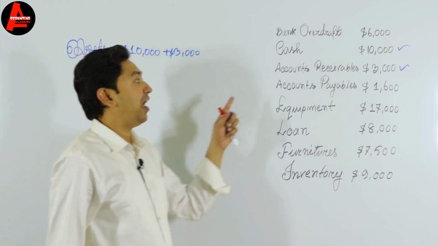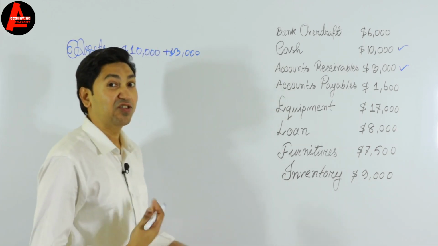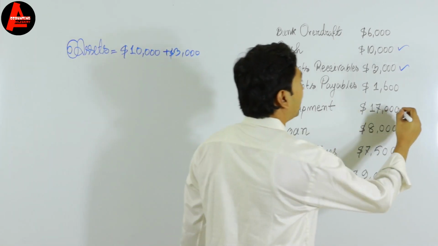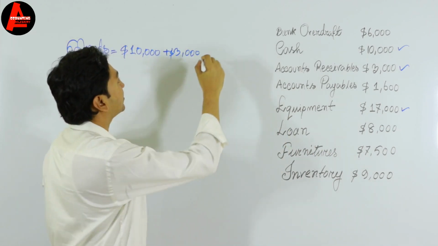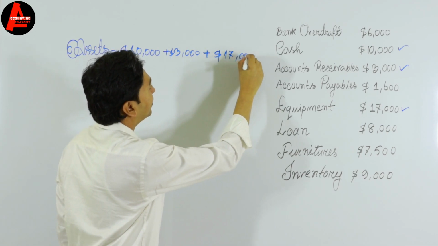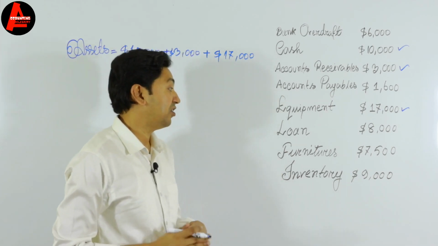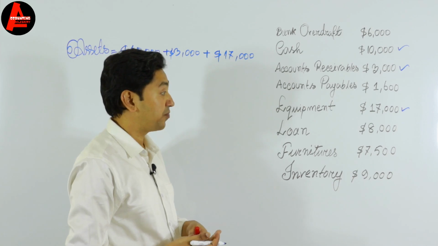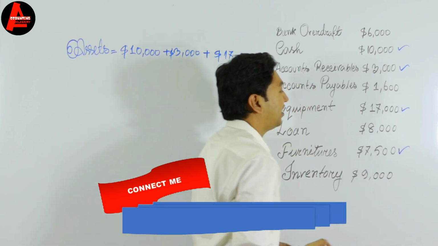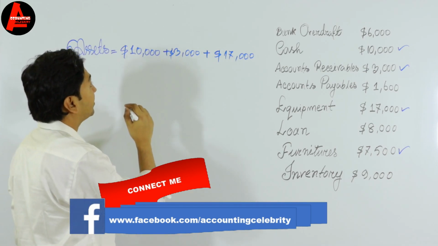Then what do you have? Accounts payable, it is not an asset. Then we have here equipment. Equipment is a fixed asset or non-current asset. Whatever, we have to take it. So here it is $17,000. So plus $17,000. Okay, then what do you have? Loan, it is a liability, will not take it. Then we have here furnitures. What is it? It is $7,500. Okay, so it is a fixed asset or non-current asset.